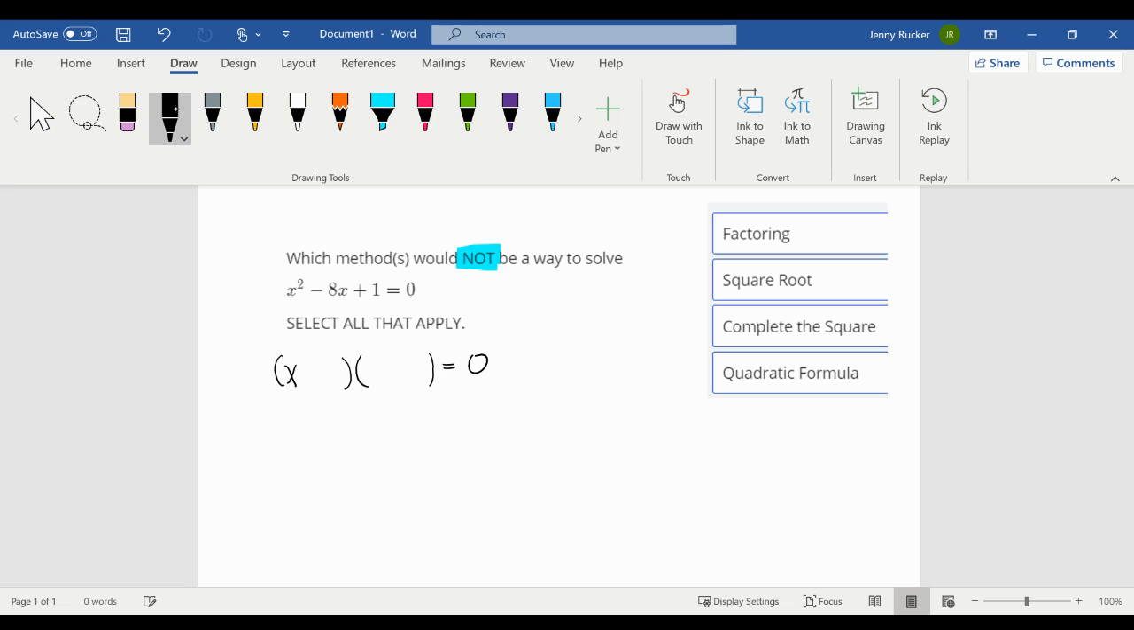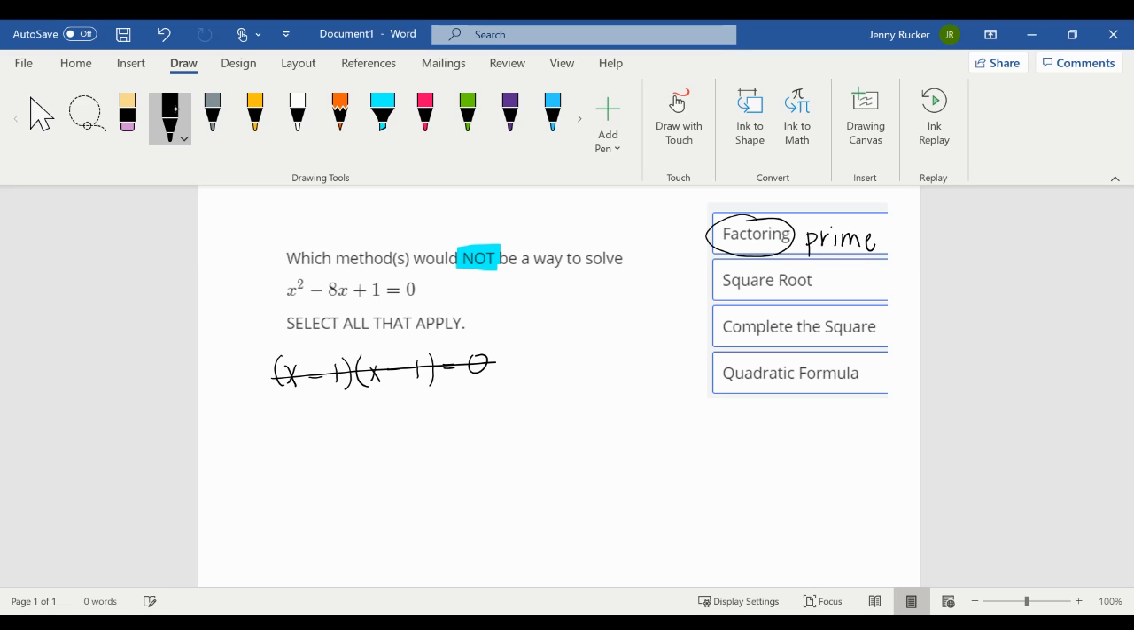Our first times first would have to be x times x, and our last times our last would have to be 1. Our signs are the same and they're both negative. I can see that this is going to make x squared minus 2x plus 1. So it is not factorable. Since the question is asking which method would not be a way to solve, we would select factoring because this equation, x squared minus 8x plus 1 equals 0, is prime.